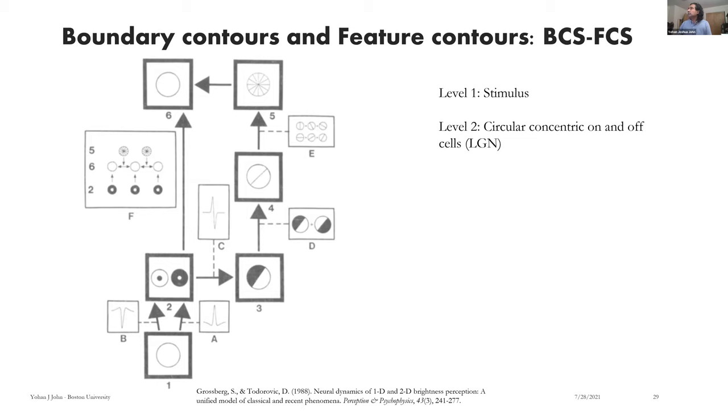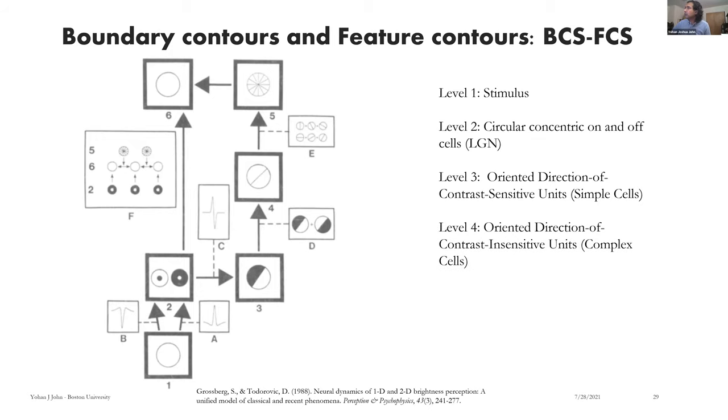Level two is the circular concentric on and off cells in LGN. Level three is the orientation direction of contrast sensitive units. So they like a particular direction at which light and dark are split. Level four is the orientation. So here's where the direction of contrast doesn't matter, meaning that whether it's light on one side, dark on the other, or dark on one side, light on the other, the cell is equally happy. Those are complex cells.